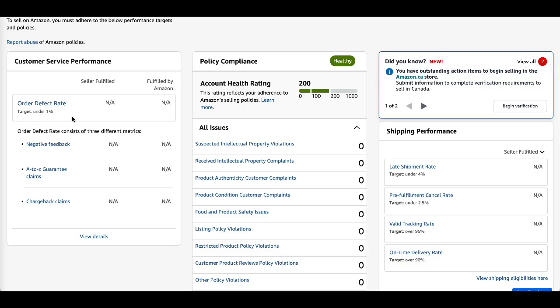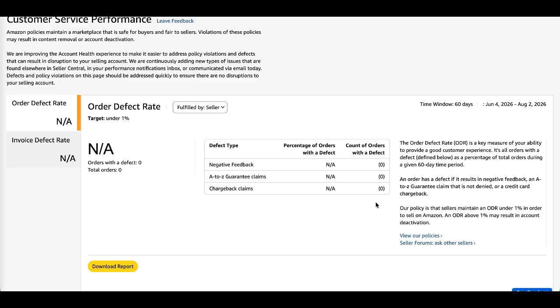And when you lose the featured offer eligibility, you will lose the Buy Box plus the ability to advertise your items. And you know, once you don't have the Buy Box and once you cannot advertise the items, you are definitely not going to make sales. So the order defect rate is a key measure of your ability to provide a good customer experience.